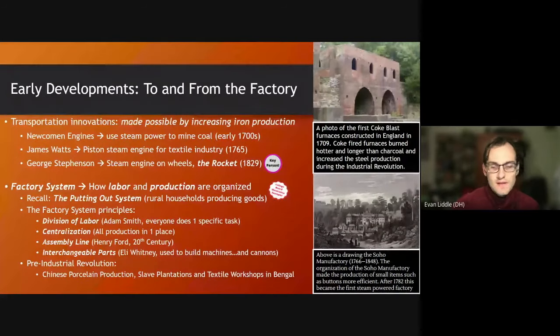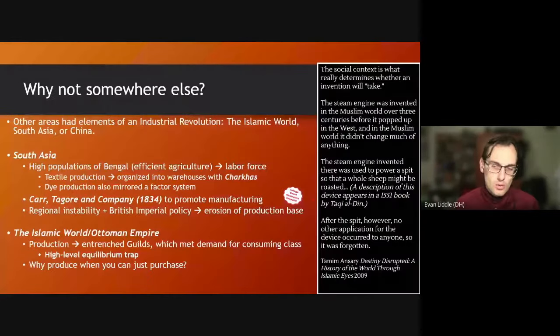So while the factory system is part of what makes the Industrial Revolution so revolutionary, it has precedents outside of the European system. One of the factors that makes the Industrial Revolution so interesting is the fact that it started in one place, but then went on to affect the entire world.